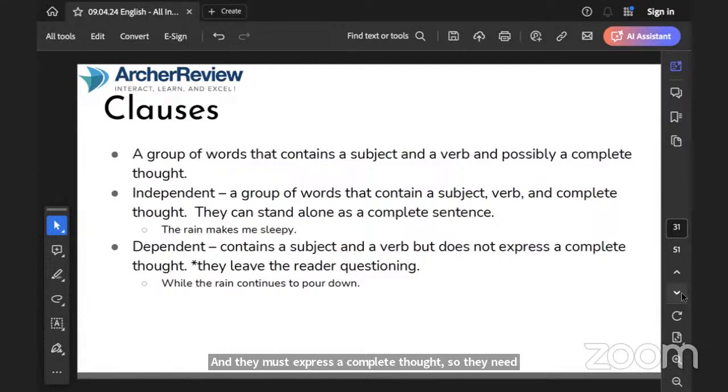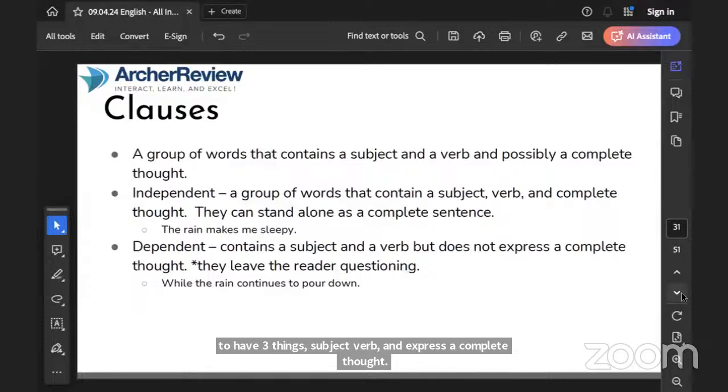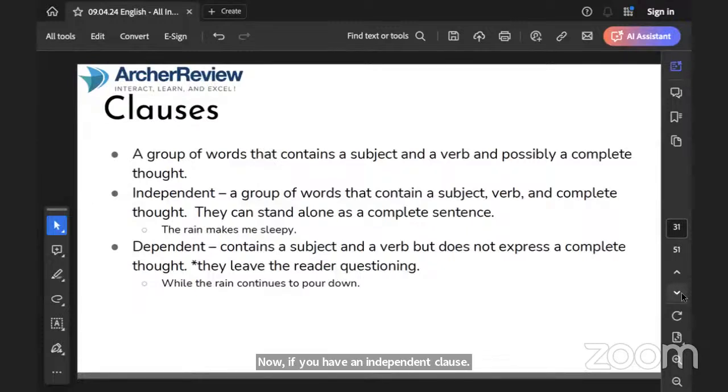Now, if you have an independent clause, that's going to be a group of words that contain a subject, a verb, and they express a complete thought, and they can stand alone and be a complete sentence. Okay? Oh, I'm sorry. In my first definition, they possibly express a complete thought. The difference between the 2 types of clauses is with an independent clause, you're going to have a subject, a verb, and you must express a complete thought because it needs to be a sentence by itself. It should be able to stand alone and make complete sense.